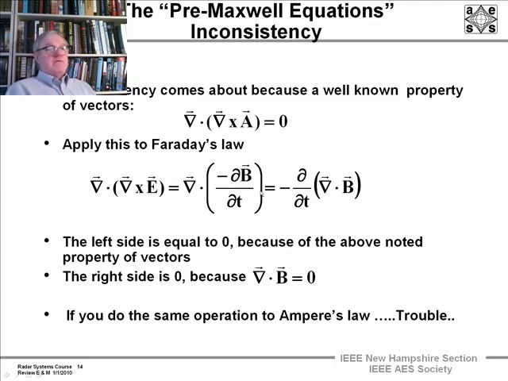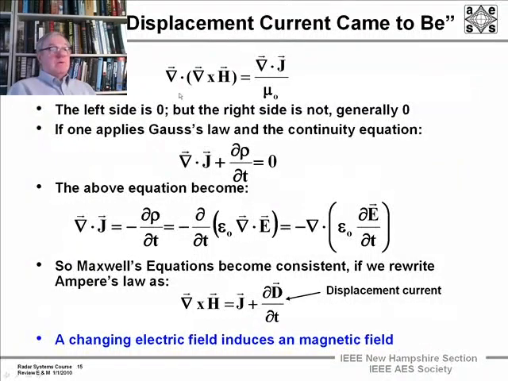If you apply this to Faraday's law, the left side is 0 because of the above property, and the right-hand side is 0 because the divergence of the magnetic field is 0. But if you do the same operation on Ampere's law, we have trouble. The left side is 0, but the right side is not generally 0. If one applies Gauss's law and the continuity equation, this is the continuity equation, you get this formula.